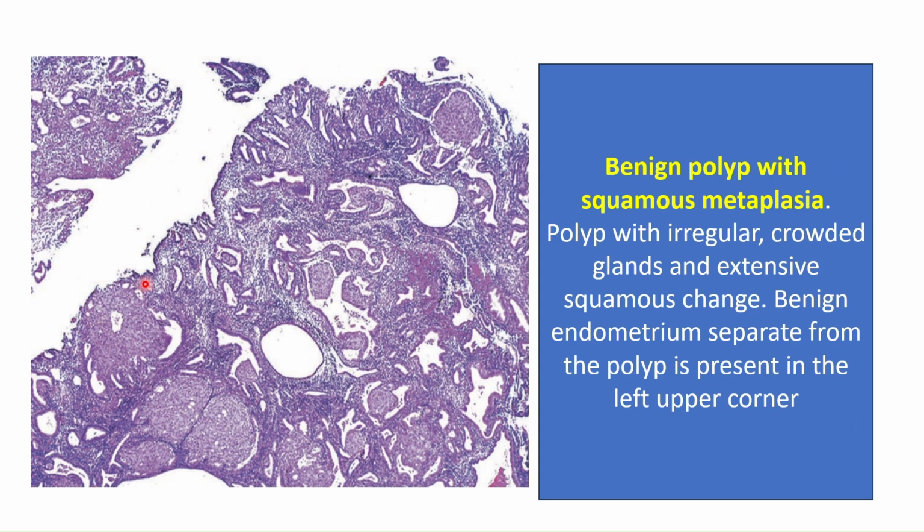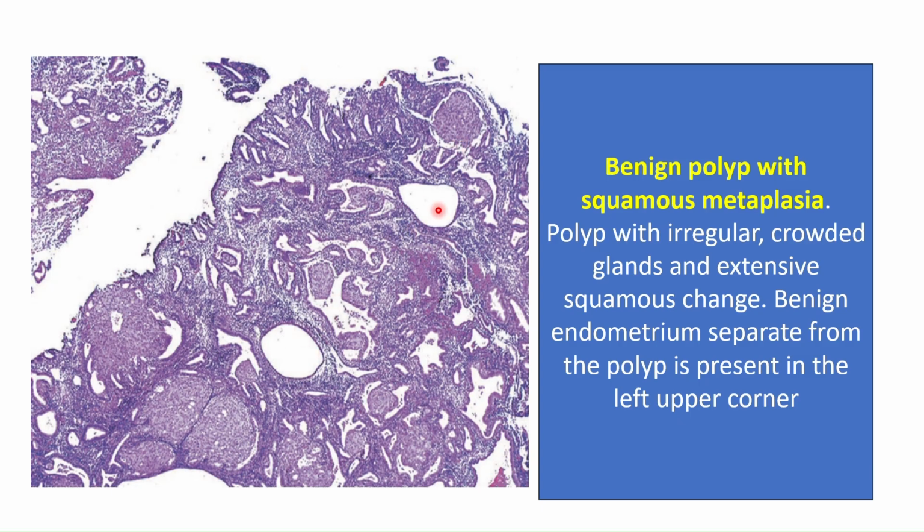Here this is a polypoidal structure and this is a normal endometrial tissue. This polyp shows irregularly placed increased number of glands, fibrotic stroma, and an important feature is extensive squamous change inside the glandular epithelium. So here we can appreciate squamous metaplasia in most of the glands of this polyp. So this is the example of benign polyp with squamous metaplasia.